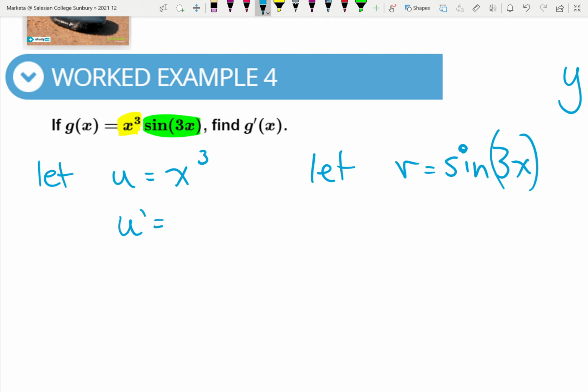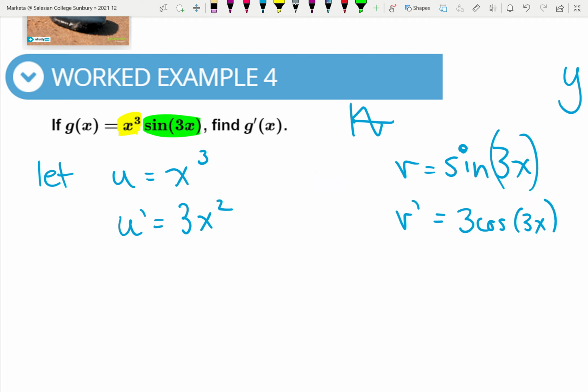u dash we're going to need, which is 3x squared, and v dash we're going to need, where when we derive sine, remember we go up the hill first, so it's positive cos 3x. So we've got all the constituents now that we need, and the product rule is g dash of x equals u v dash plus v u dash.